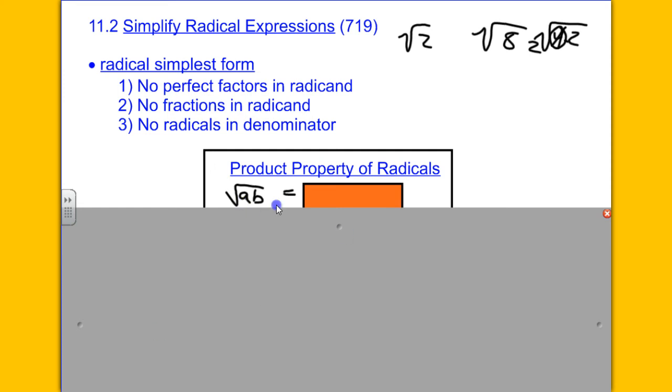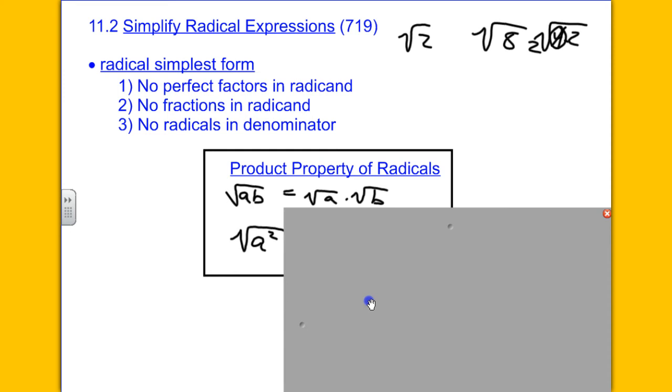We could write it as the square root of A times the square root of B. Good. So this works both ways. I could have 2 radicals that we are multiplying, and I could bring both of their radicands together under one radical. See that? Or we can factor things out and show 2 different radicals that are being multiplied. So we're going to work with that today.